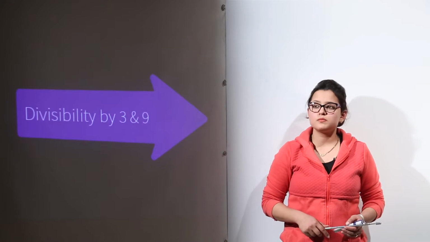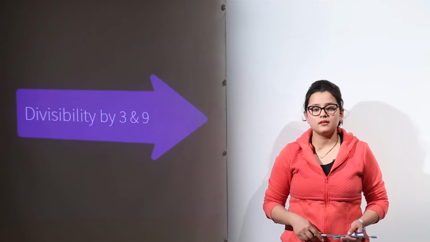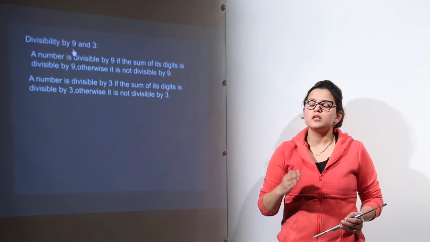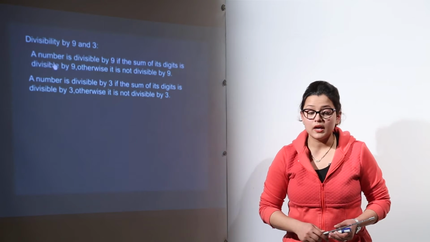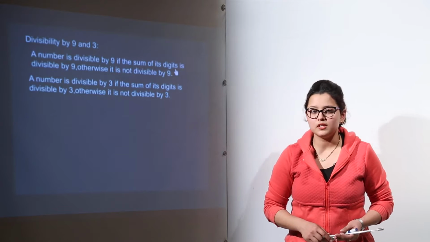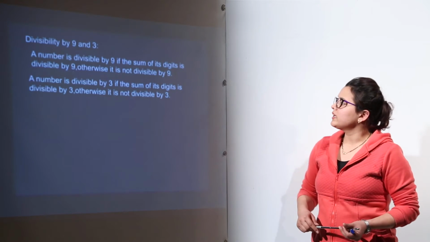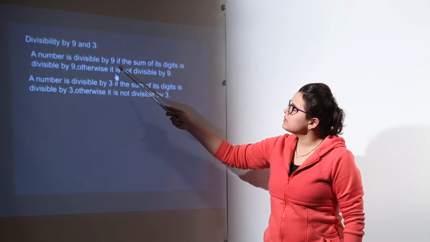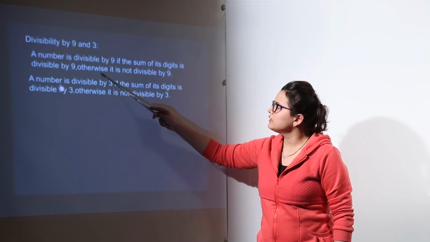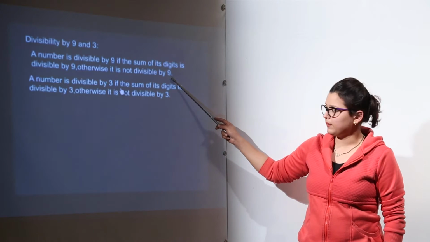Let us do the divisibility check for 3 and 9. Now 3 and 9: a number that is divisible by 3 is going to be divisible by 9, and a number that is going to be divisible by 9 is going to be divisible by 3. How come? Let us check. A number is divisible by 9 if the sum of its digits is divisible by 9. Otherwise it is not divisible by 9.